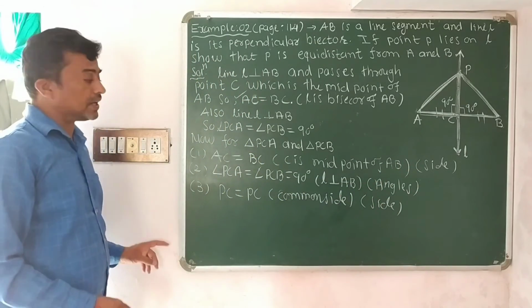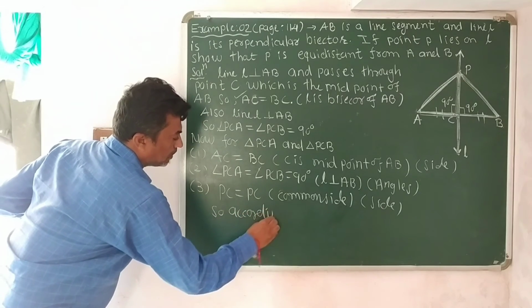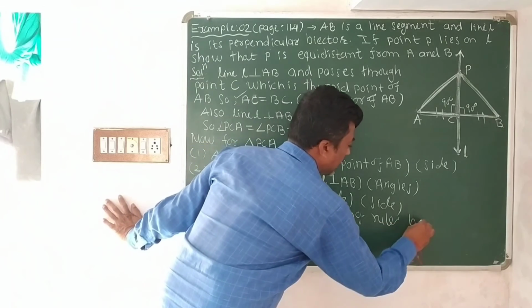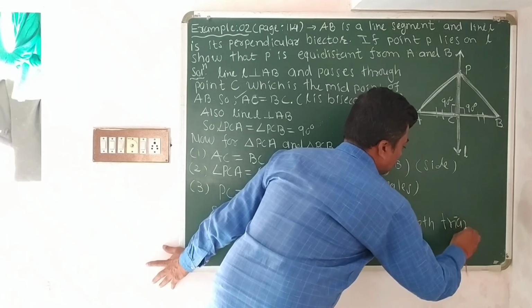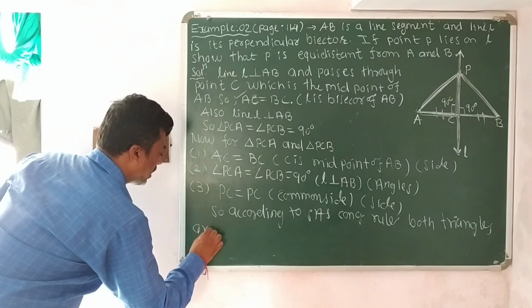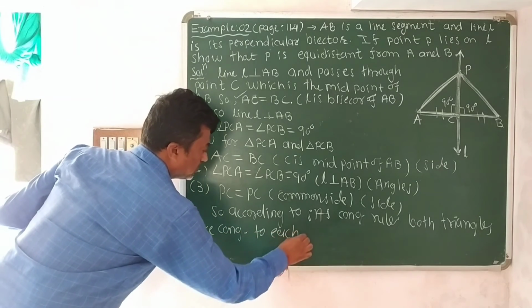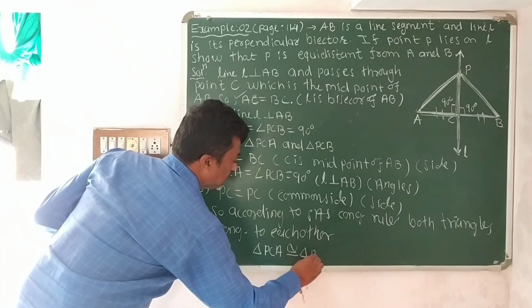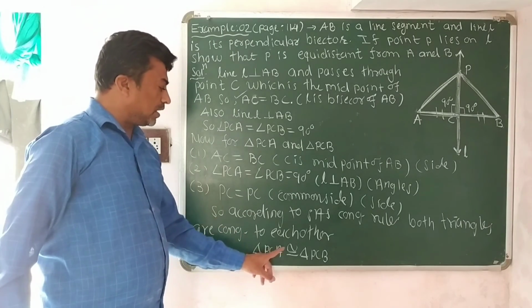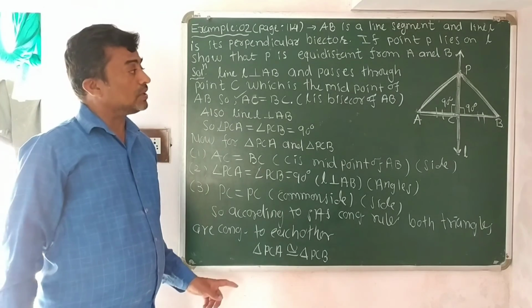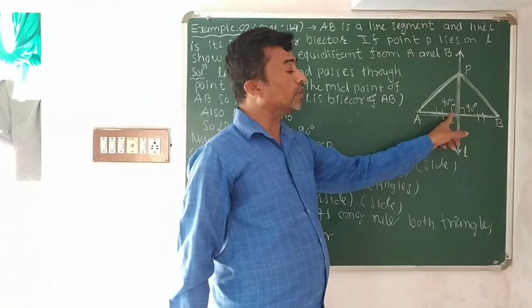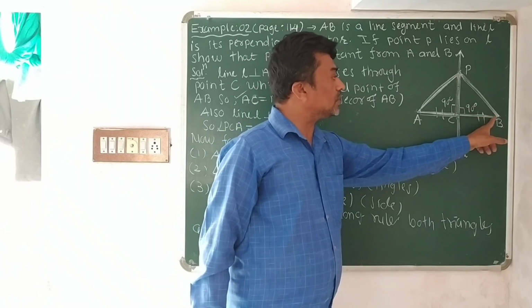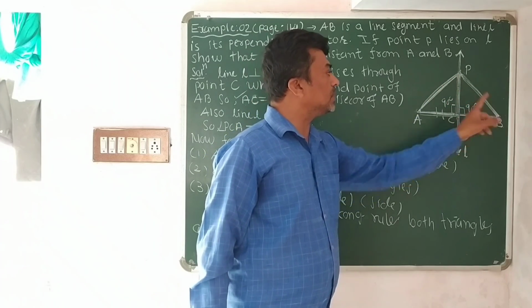So according to the SAS congruence rule, both triangles are congruent to each other. We can write triangle PCA is congruent to triangle PCB. Why are they congruent to each other? See, children, two sides and one included angle of triangle PCA are equal to two sides and one included angle of triangle PCB. So both triangle PCA and triangle PCB are congruent to each other.